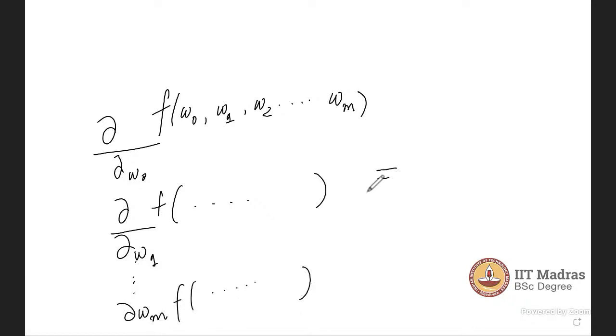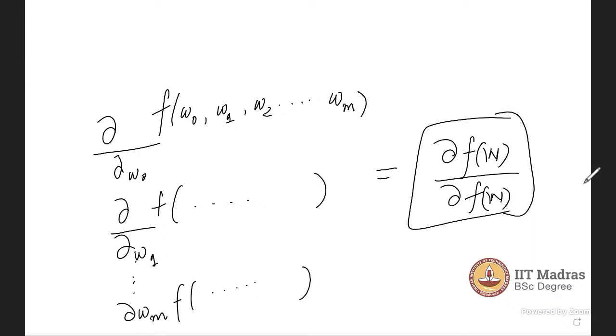All of this I can concisely write as something like this. Instead of writing m number of equations, I can write just a single quantity. So this is a concise representation of writing this.